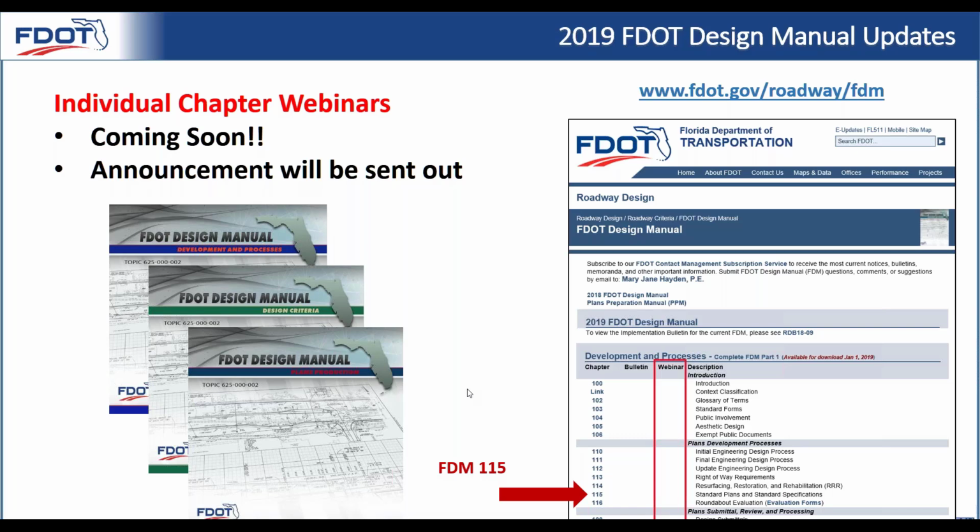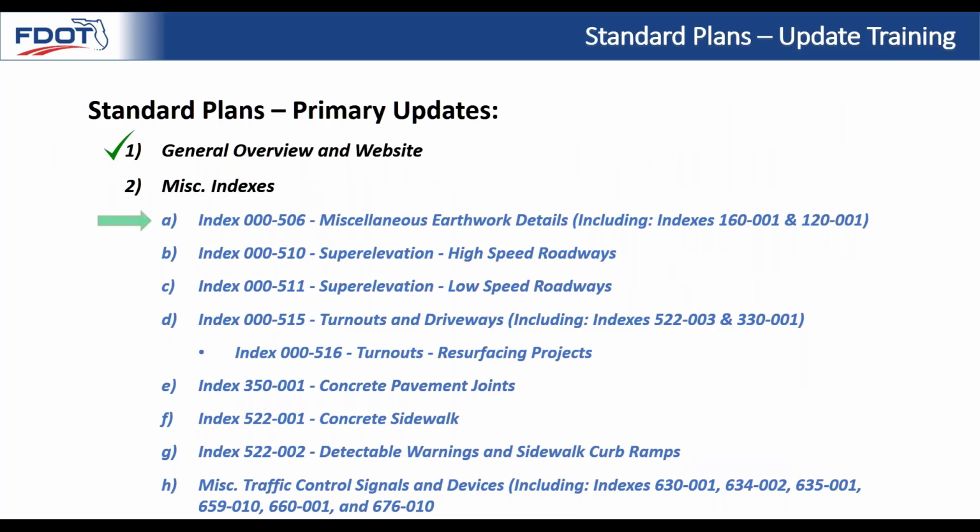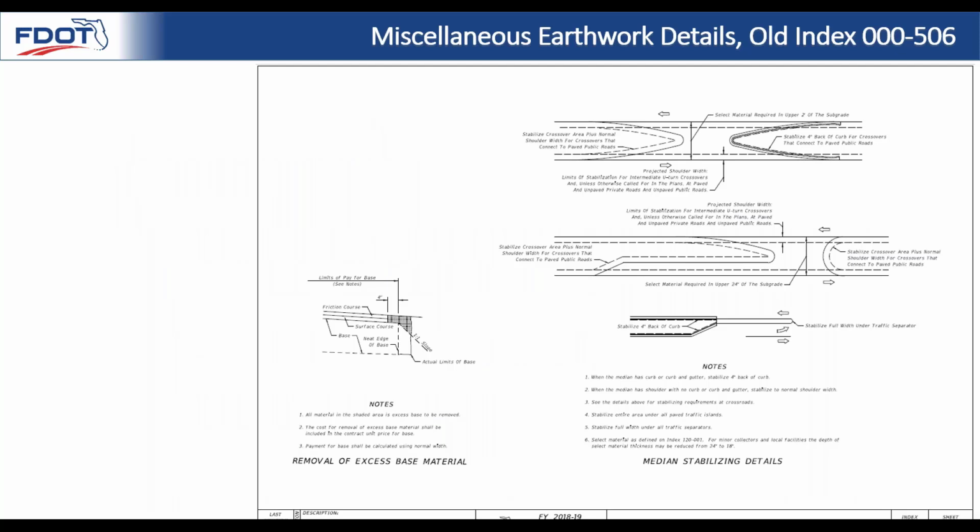So from here, I'm just going to go through what I tagged as some of the miscellaneous indexes that we made changes to this cycle, and we'll step by step go through some of these small changes. Starting with the miscellaneous earthwork details, this was included in the 000 section of the standard plans, which is the group that doesn't necessarily tie with any specific specifications. When we made our initial shift from design standards to standard plans, we didn't have a clear path for where some of these indexes might fall, so they got numbered starting with 000.